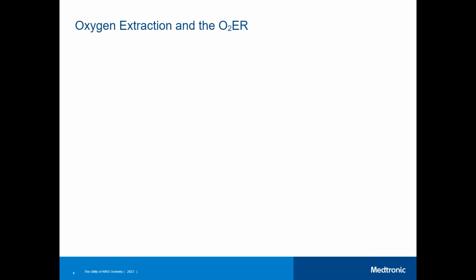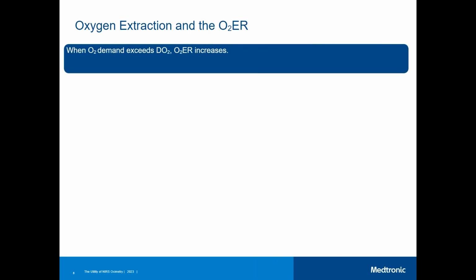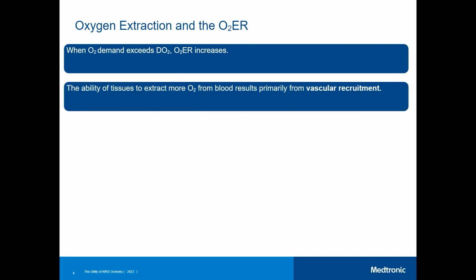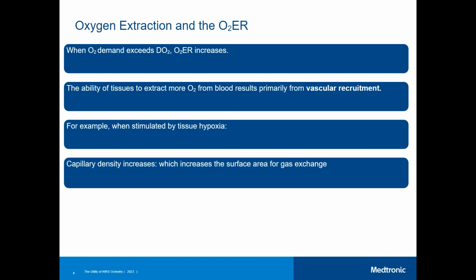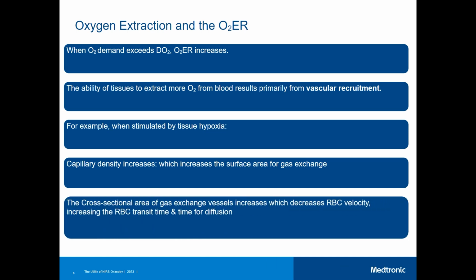At this point, I think a word or two on the ability of tissues to increase the extraction of oxygen is indicated. When oxygen demand exceeds oxygen delivery, the oxygen extraction ratio increases. The ability of tissues to extract more oxygen from blood results primarily from vascular recruitment. For example, when stimulated by tissue hypoxia, capillary density increases, which increases the surface area for gas exchange. The cross-sectional area of gas exchange vessels increases as well, which decreases red blood cell velocity, increasing the red blood cell transit time and time for diffusion.